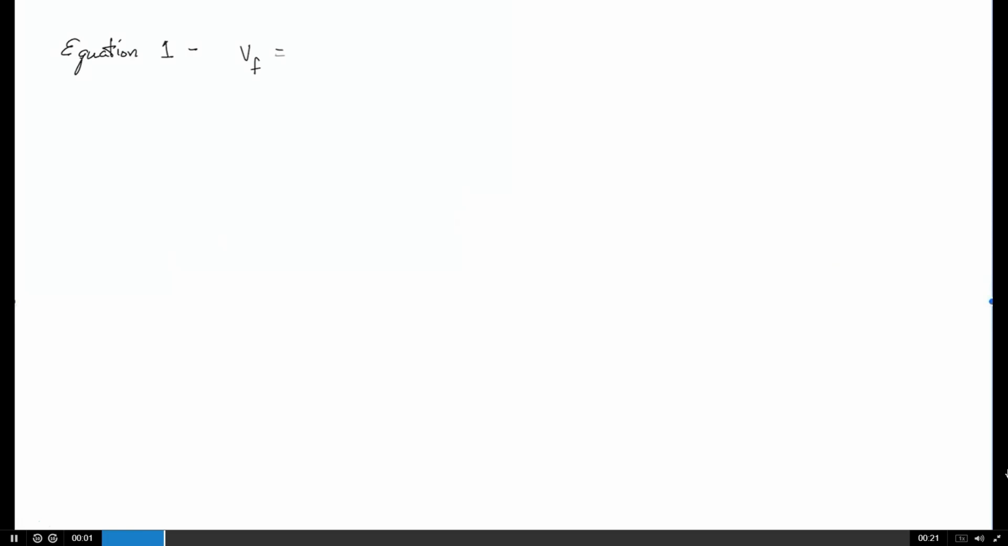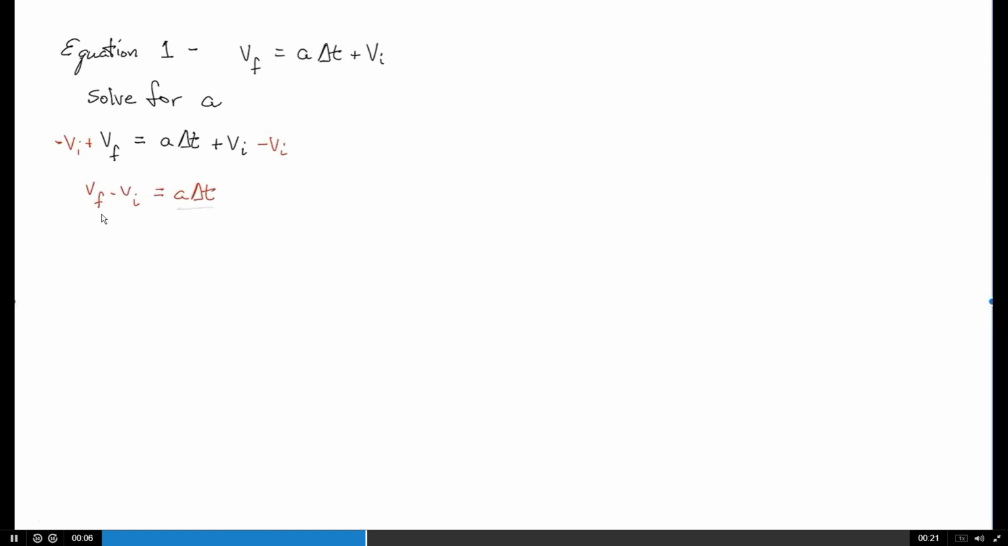Let's take equation 1 and rearrange it to solve for acceleration. First, we want to look for terms that are added to acceleration, in this case, initial velocity. So we need to remove that first. We do that by subtracting the initial velocity from both sides. Remember, whatever we do to one side of the equation, we have to do to the other side.